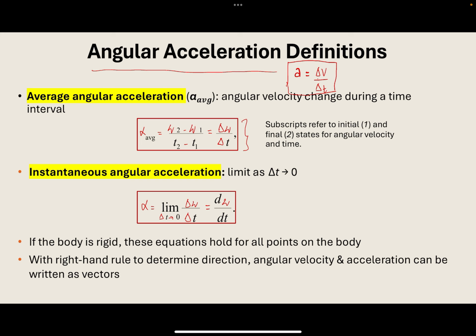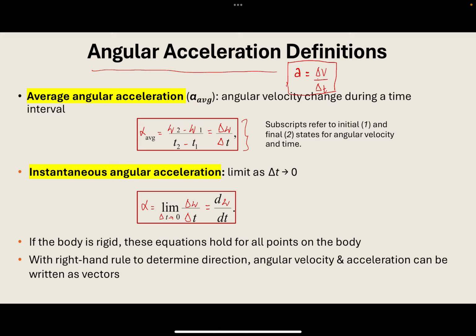This represents how fast the angular velocity changes over time. For example, if a motor's angular velocity increases from 100 radians per second to 140 radians per second in 2 seconds, its angular acceleration is 20 radians per second squared.